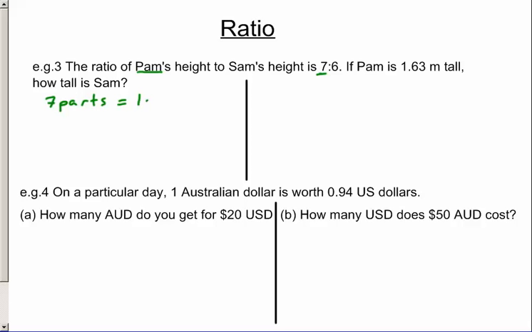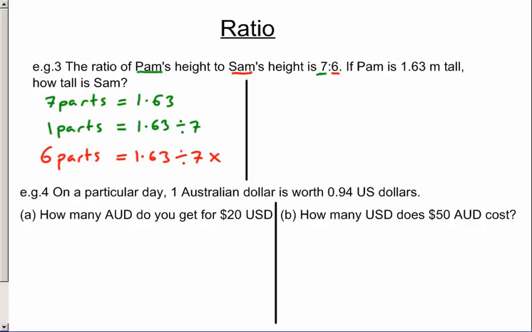is equal to 1.63. In the unitary method, we find 1 part. If 7 parts is 1.63, 1 part is 1.63 divided by 7. And then Sam comes second, which is 6 parts, so 6 parts is equal to 1.63 divided by 7 times by 6, which is about 1 meter 40.